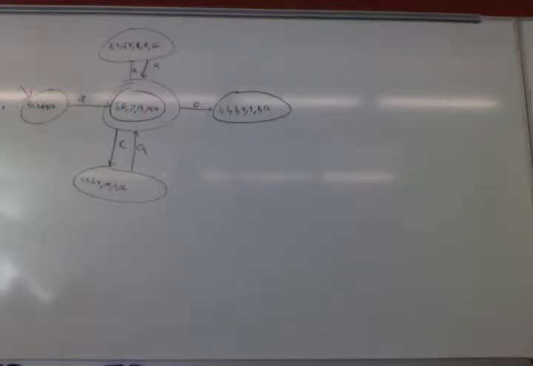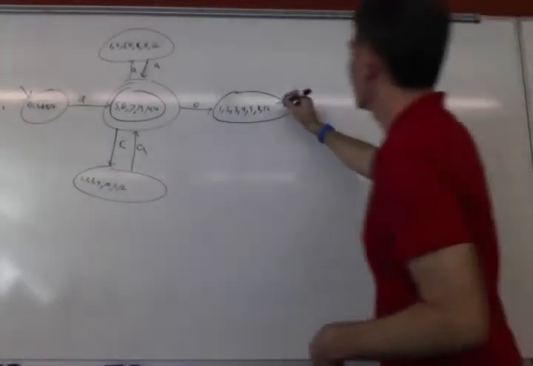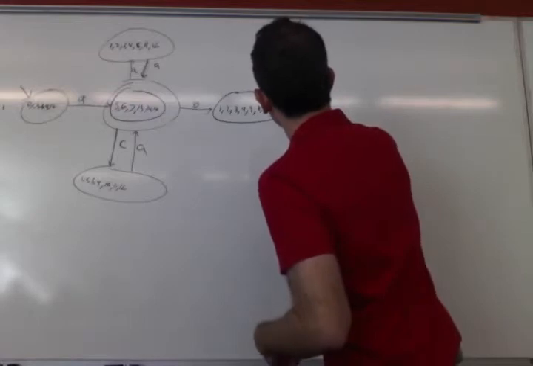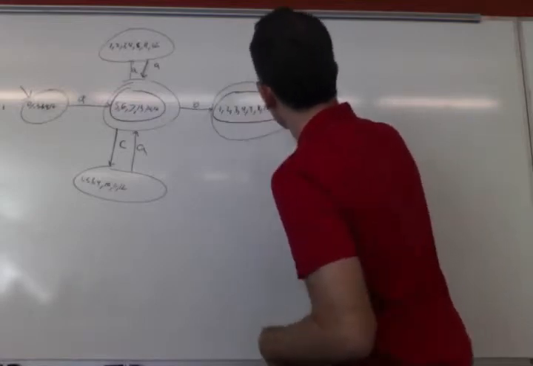So 1, 2, 3, 14, 15, 16. And that's an accept state because there's B.